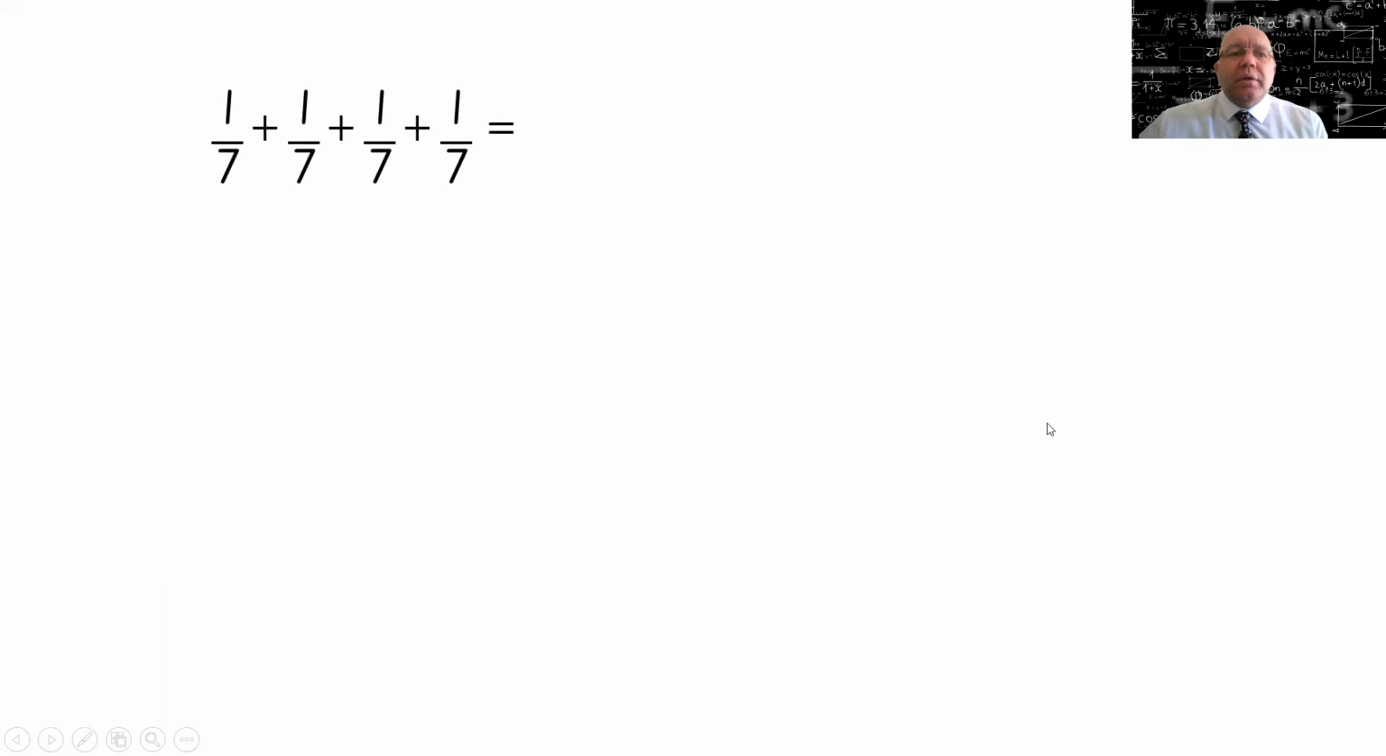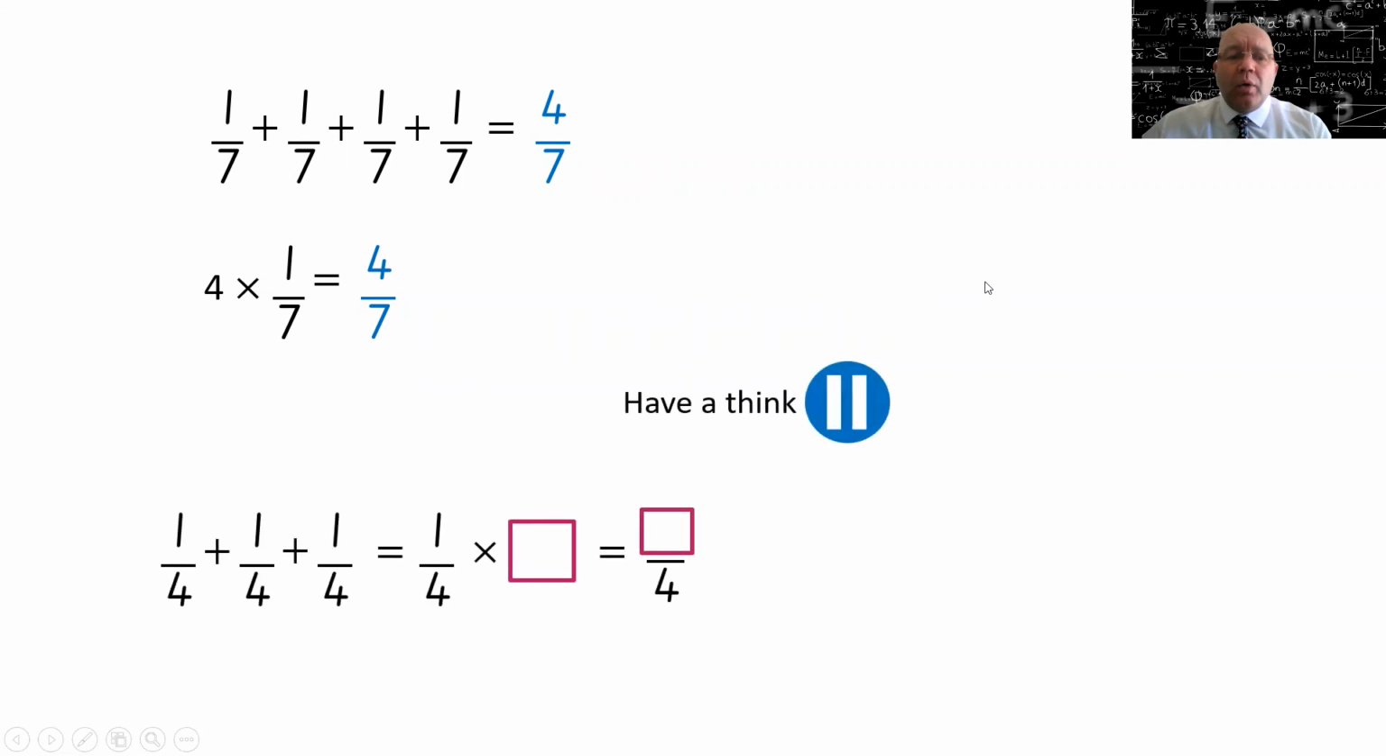Okay, so 1/7 plus 1/7 plus 1/7 plus 1/7 is 4/7. And equally, 4 times 1/7 is 4/7. It's the same calculation. We know that multiplication is the same as repeated addition. It's the same answer. What about this one? 1/4 plus 1/4 plus 1/4 is the same as 1/4 times what? And then what's the final answer?